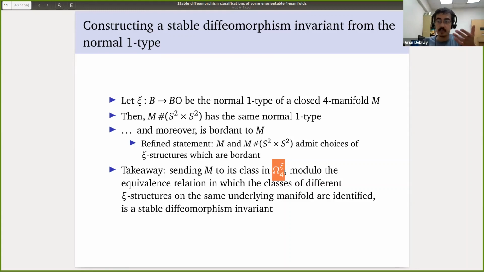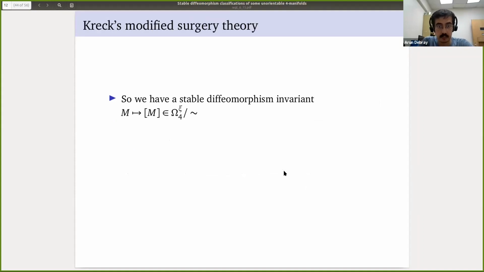And so now you have some set which could be much smaller, and just by the way we've built it, the image of M in that set is a stable diffeomorphism invariant. So this is a little bit fancier, at least. Now let's see how good it is.